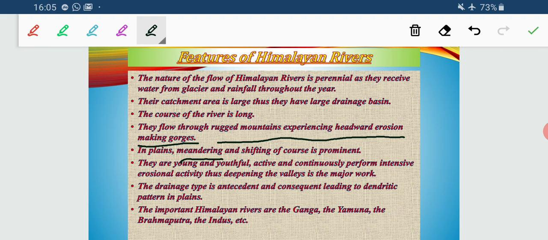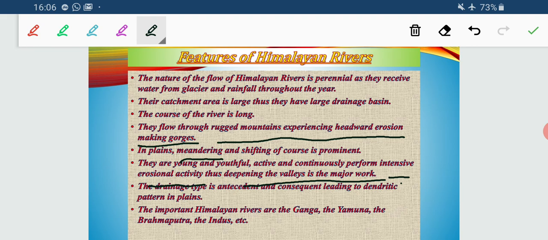Now Himalayan rivers are young and youthful, active and continuously perform intensive erosional activity, thus deepening the valleys is the major work. Now why are they young? Because their volume of the water never reduces and the origin is from a youthful topography. So they are young, and when the volume of the water is more and they have an uneven gradient, obviously the erosion will be faster and the deepening of the valleys will be their major work.